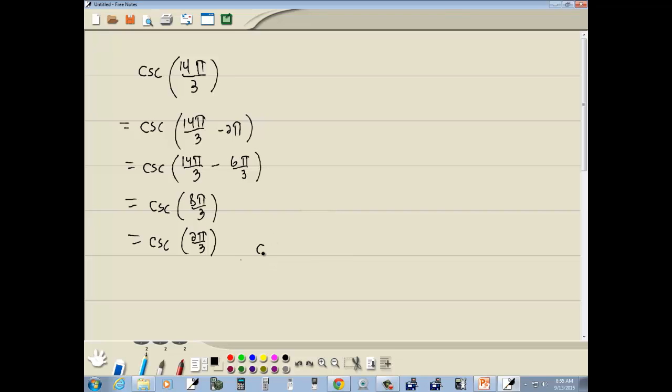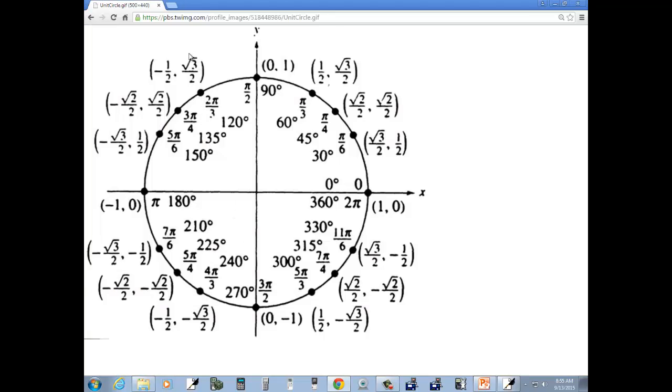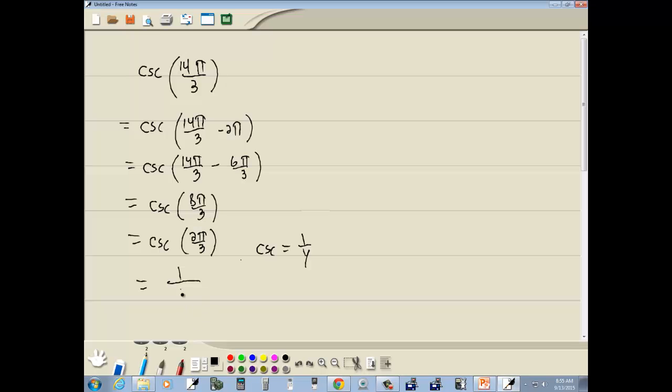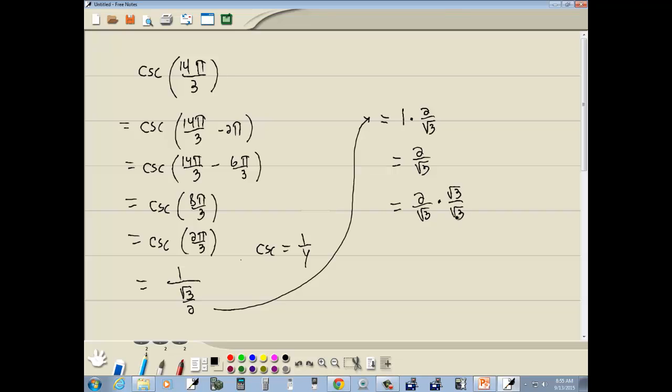Now remember, cosecant is 1 over y. So we're going to 2 pi over 3. And here's our y part, square root of 3 over 2. So we got 1 over square root of 3 over 2. Never want a complex fraction inside of a fraction. So we're going to flip the bottom fraction, multiply times the top. So we got 1 times 2 over square root of 3, which is 2 over square root of 3. Never want a square root left down in the denominator, so multiply top and bottom by the square root of 3. So we got 2 square root of 3 over 3. And that's our answer.